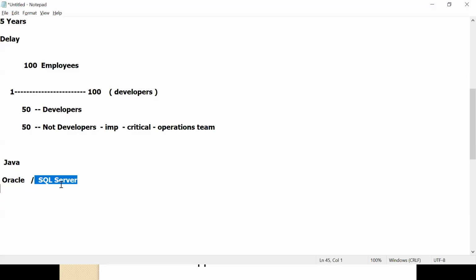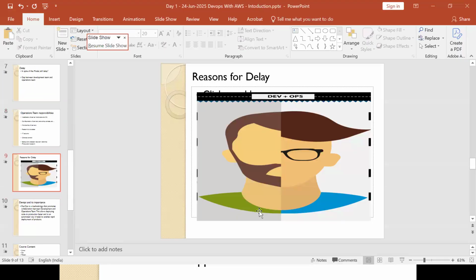in the current industry. To overcome this gap between the development team and the operations team, a new team has evolved called the DevOps team. If you can see the next slide.